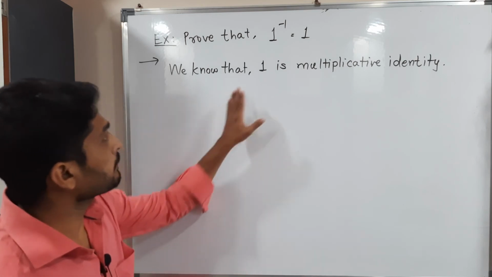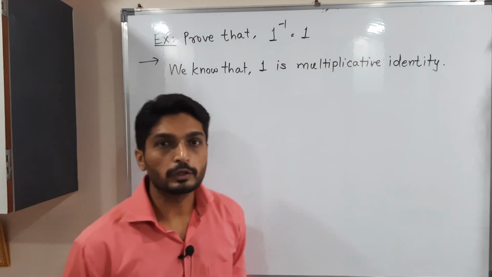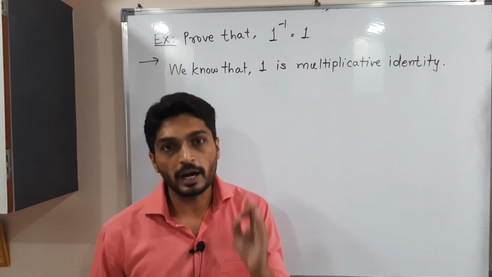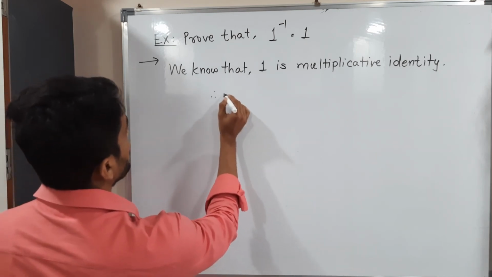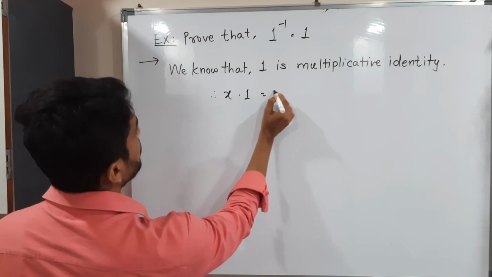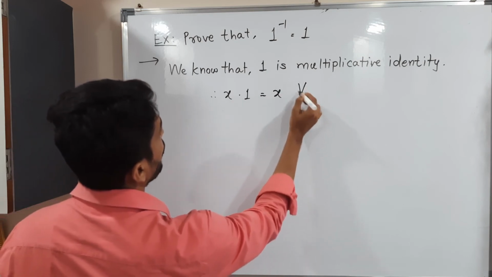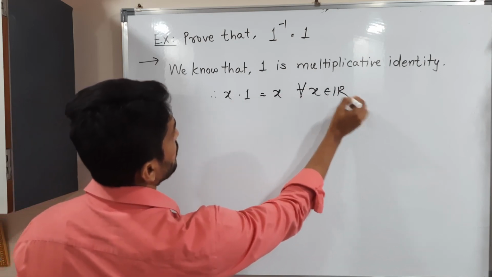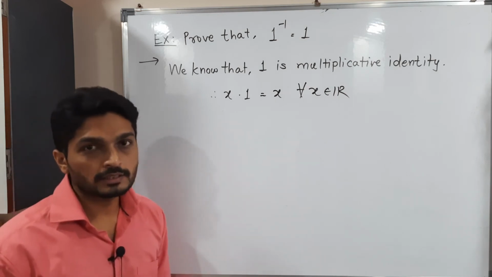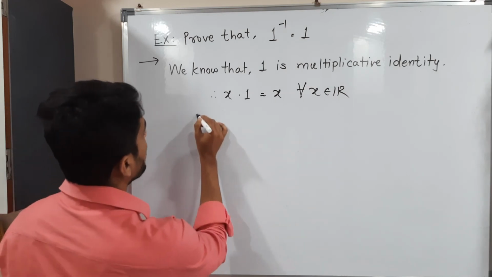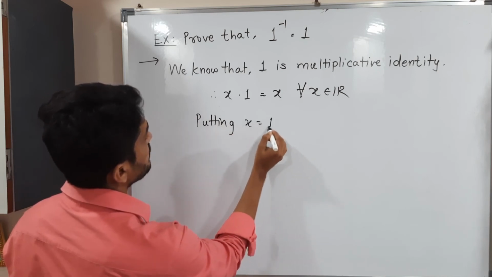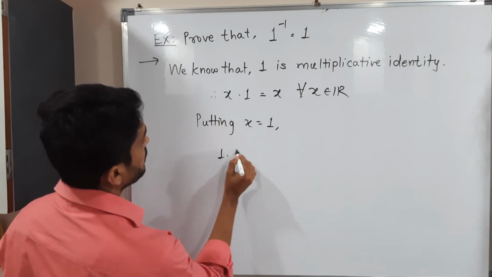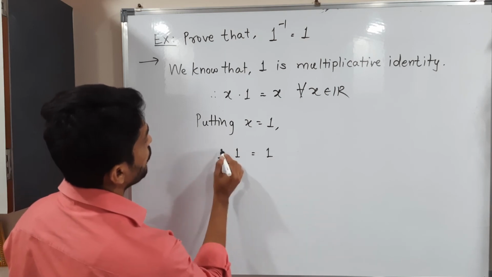See, a very fundamental thing I am going to use is that 1 is the multiplicative identity. We know this thing. So therefore we can write x into 1 is equal to x, and this is true for all x belongs to R. So in particular, I am going to consider x is equal to 1. Putting x is equal to 1, so 1 into 1 is equal to 1.